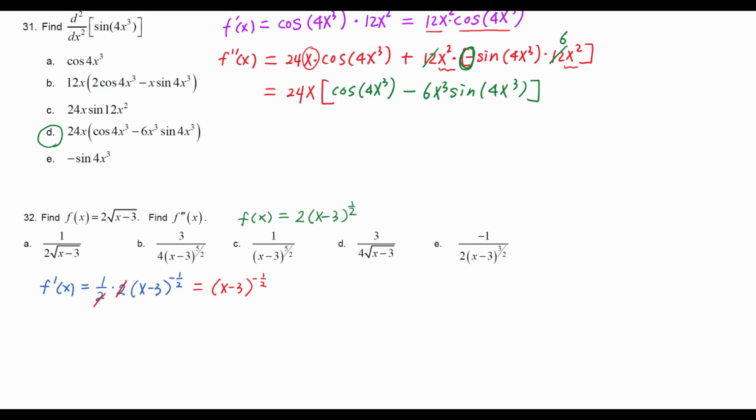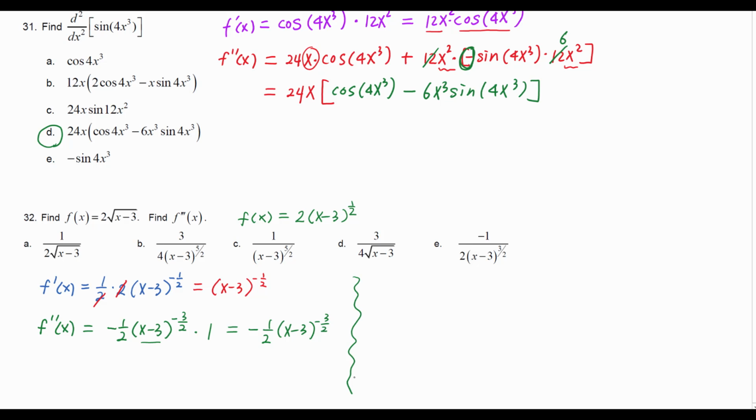So now let's find the second derivative. The second derivative of f is negative 1/2 times x minus 3 to the, when you subtract 1 from the power, you get negative 3 over 2 power. And you need to multiply by the derivative of the inner function, but it is just 1. So that's all you get. It is negative 1/2 times x minus 3 to the negative 3/2 power.